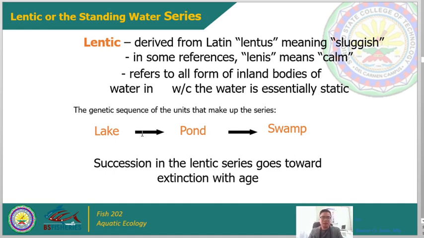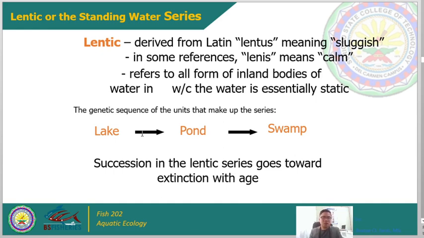Extinction with age basically means that the lakes that we see in our surroundings, like Lake Mainit, through time, after decades, centuries, and millions of years, there will come a time that it will turn into only a pond, no? Later on, we will differentiate the difference between lakes and ponds. So eventually it can become a pond. What are the reasons why there is a succession? Later on we will discuss the factors that basically drive a certain aquatic environment to grow old, no? So what are the indications and the factors that turn one type of environment into another type of environment.